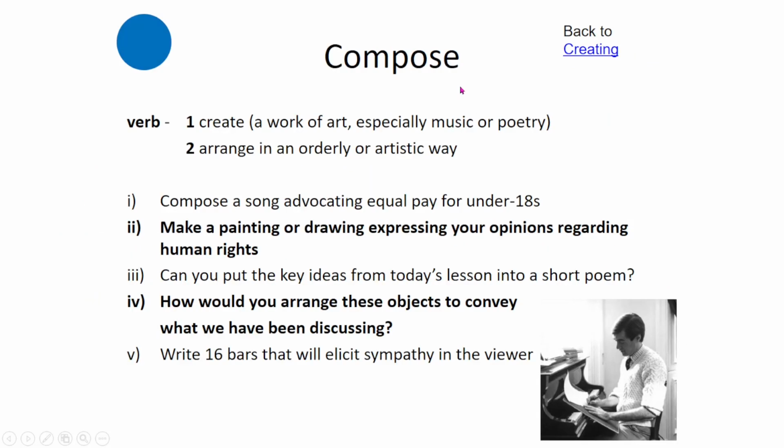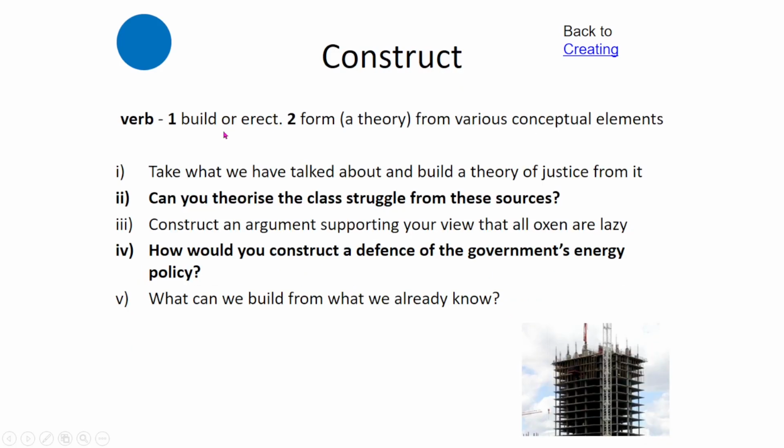Compose: create a work of art, especially music or poetry. Arrange in an orderly or artistic way. Compose a song on equal pay for under 18s. Construct: build or erect, form from various conceptual elements. Take what we have talked about and build a theory of justice from it. Can you theorize the class struggle for these resources?